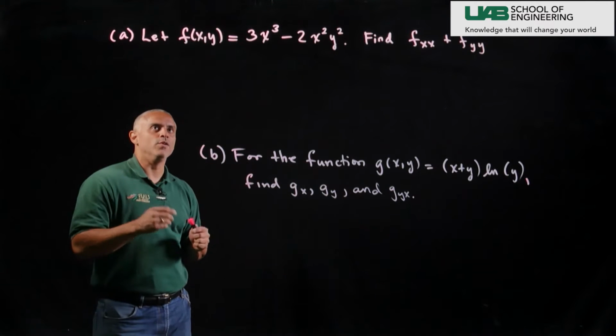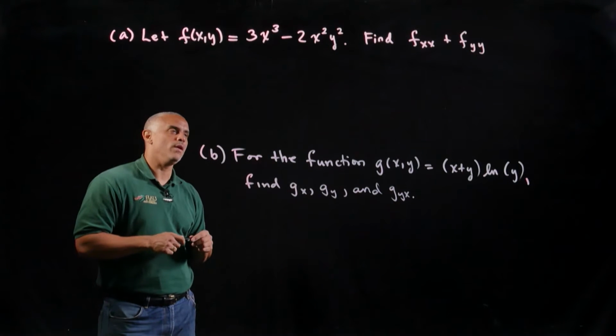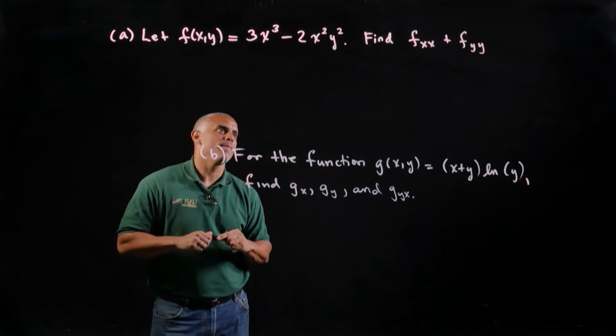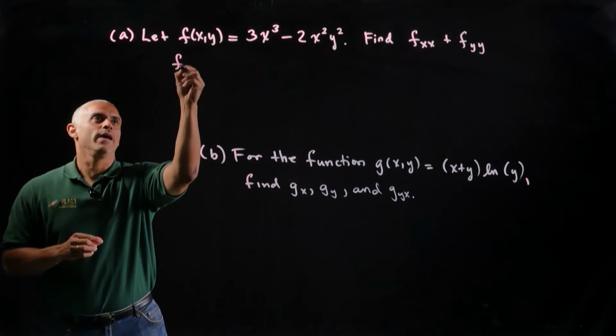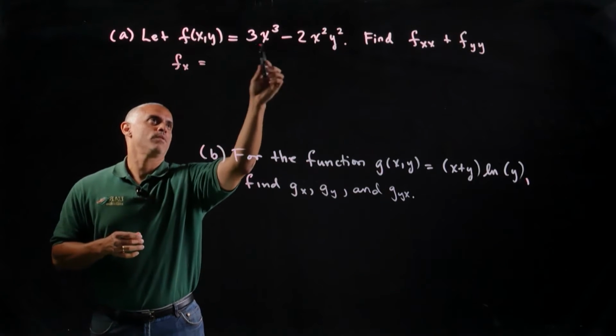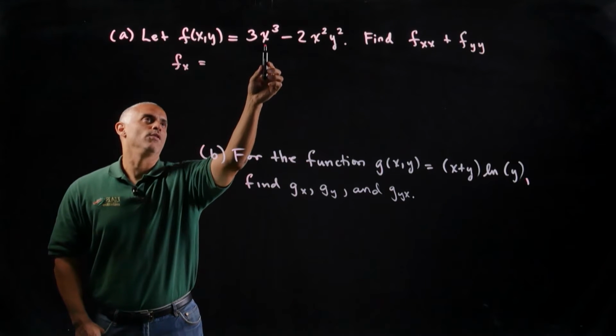Okay, so here we're given a multivariable function, f(x,y) equals 3x cubed minus 2x squared y squared, and we want to find the sum of fxx and fyy. So first, I'll find the first partial of f with respect to x. If I take the partial with respect to x, both terms contain an x. So if I take the partial of the x cubed, I get a 3x squared.